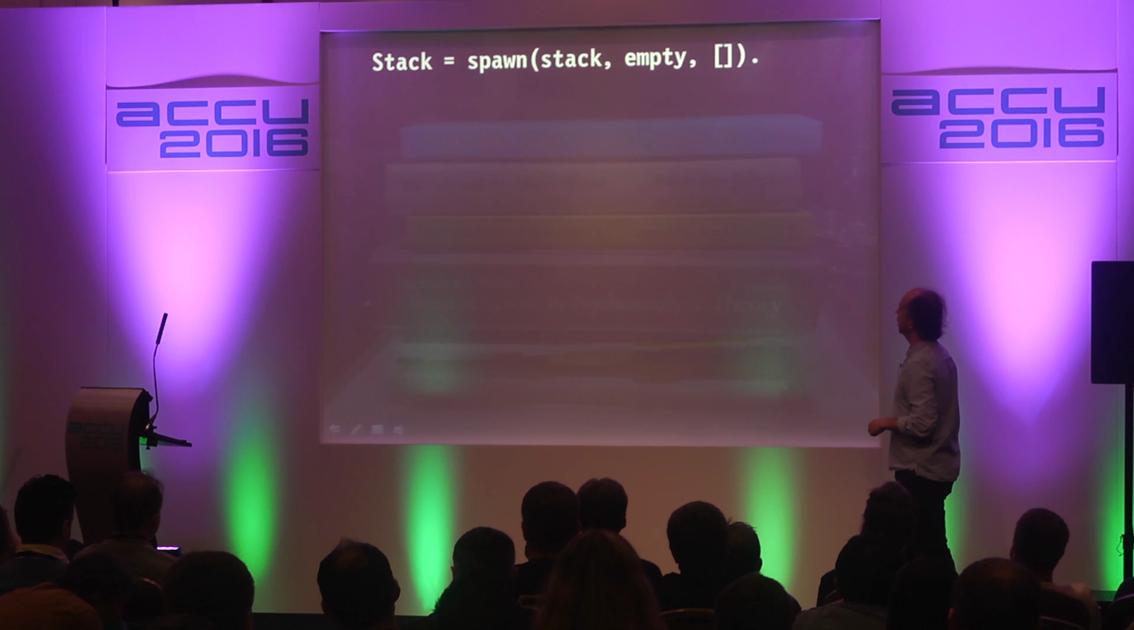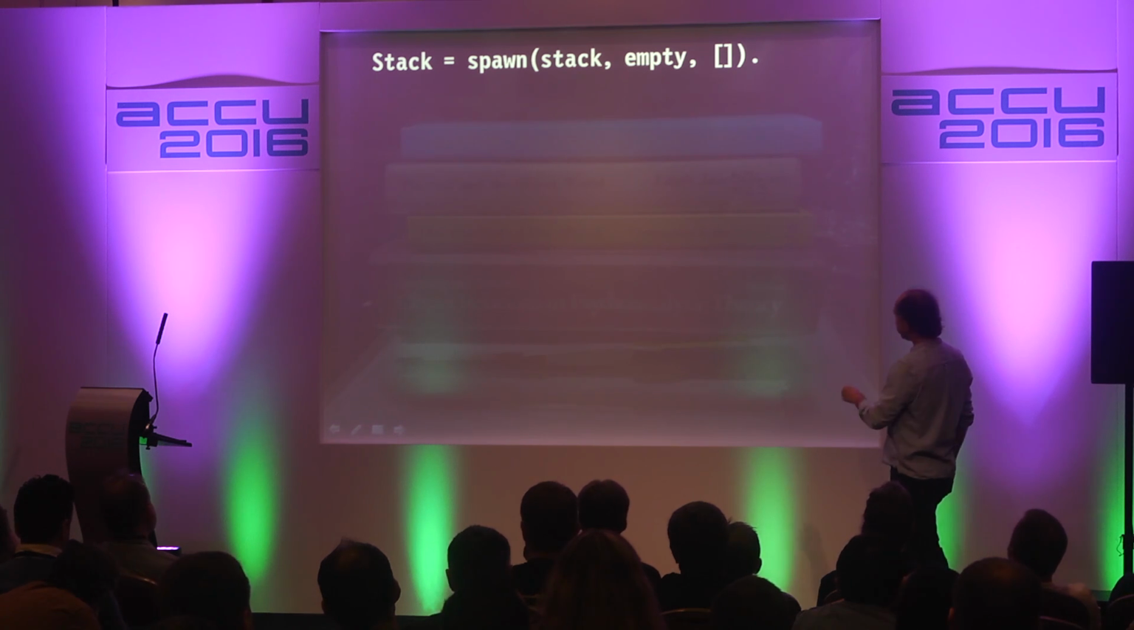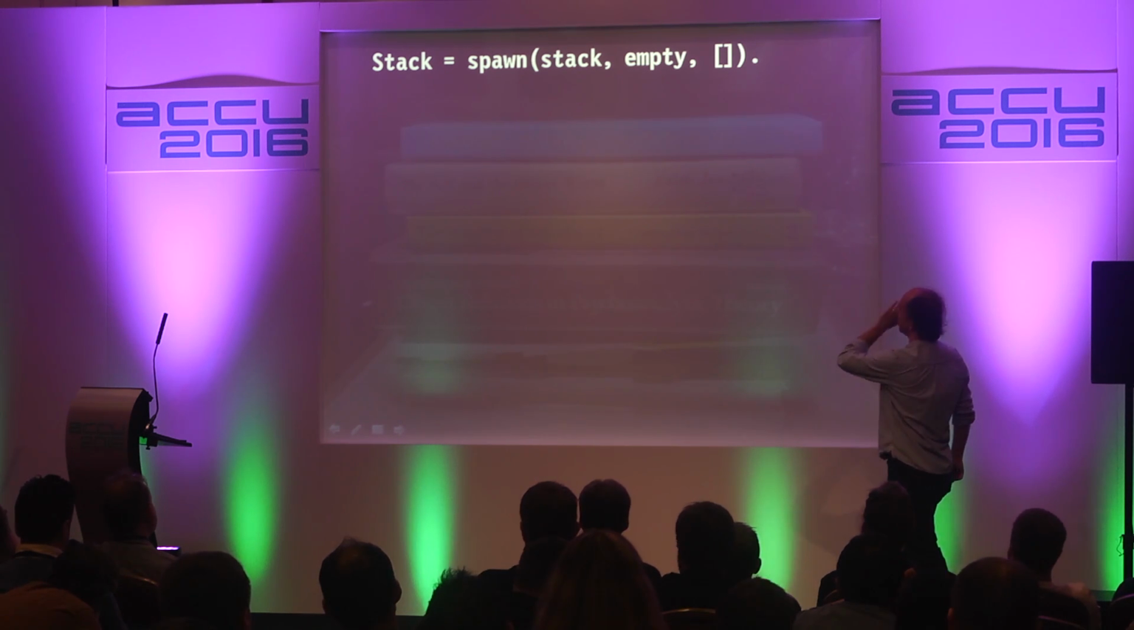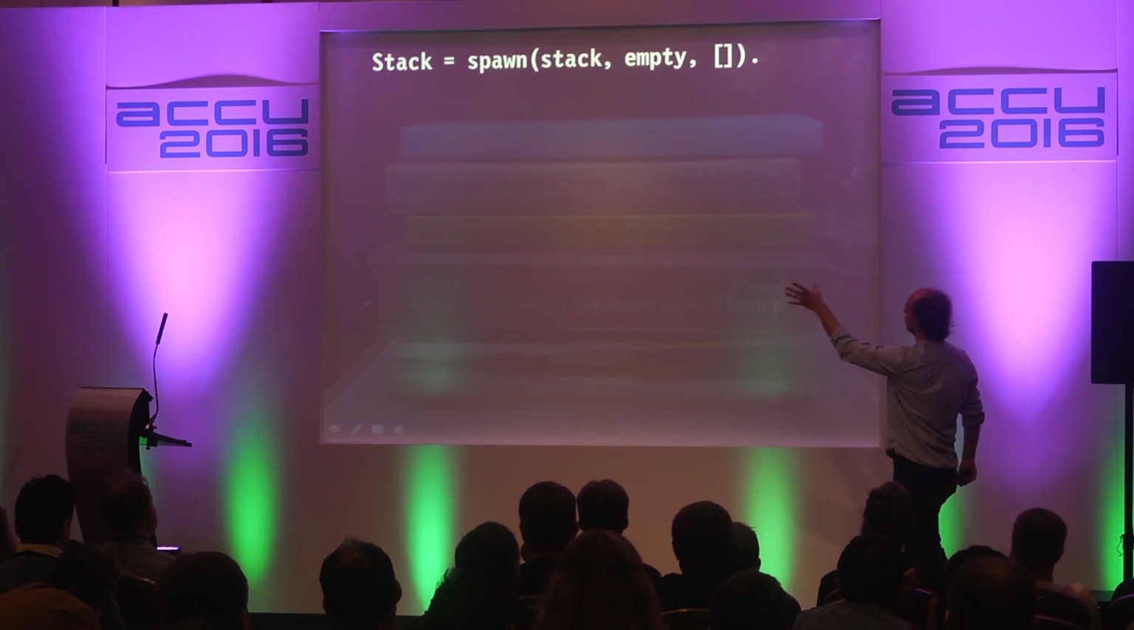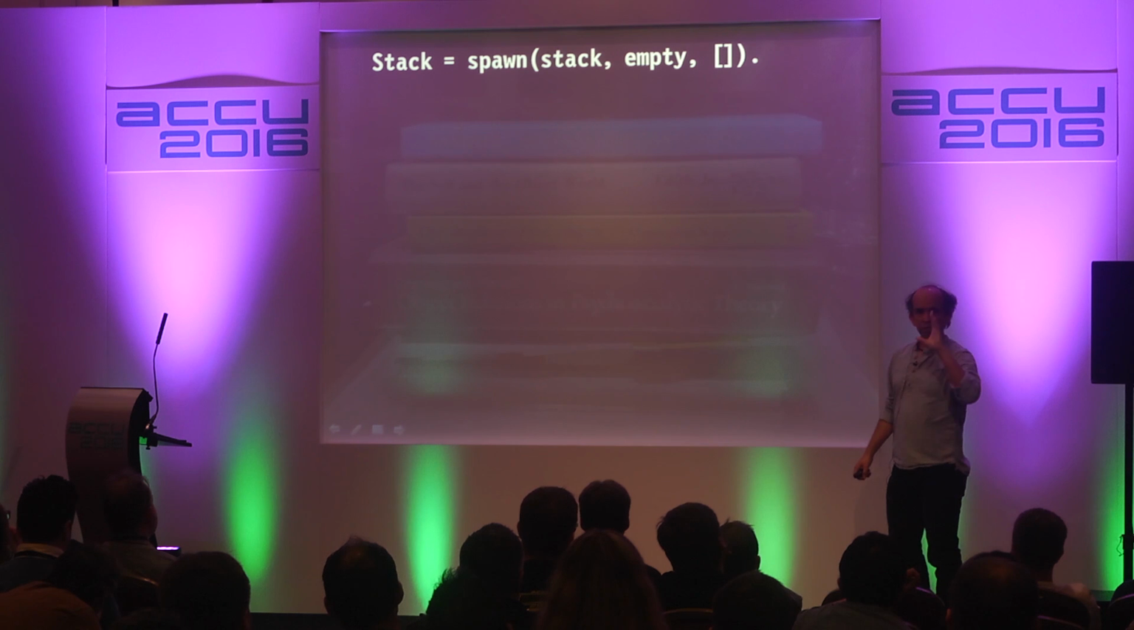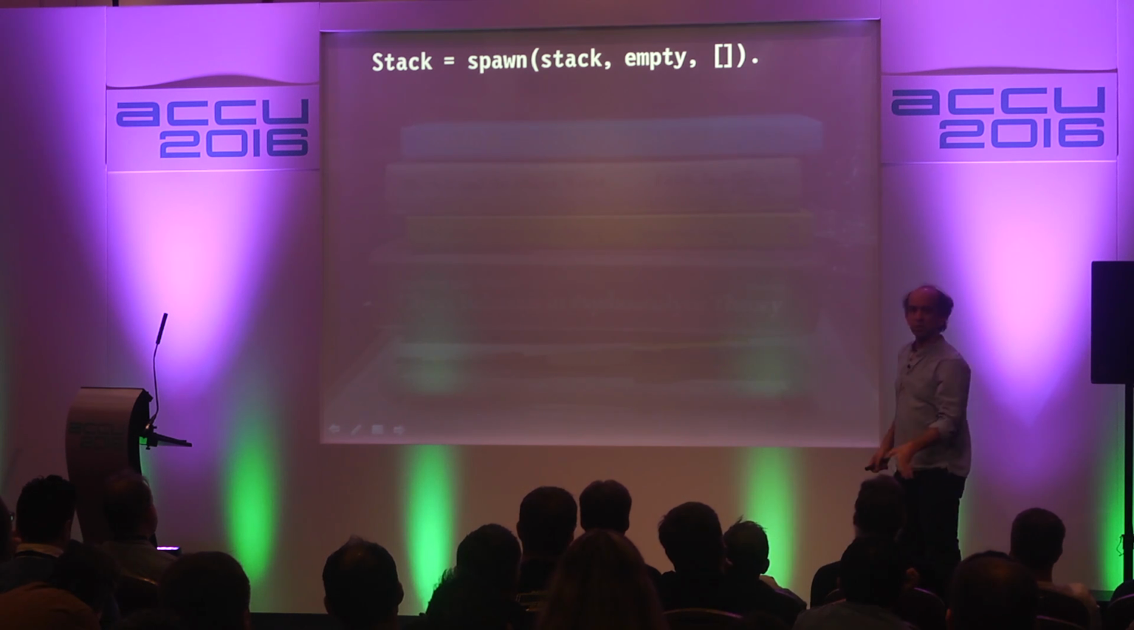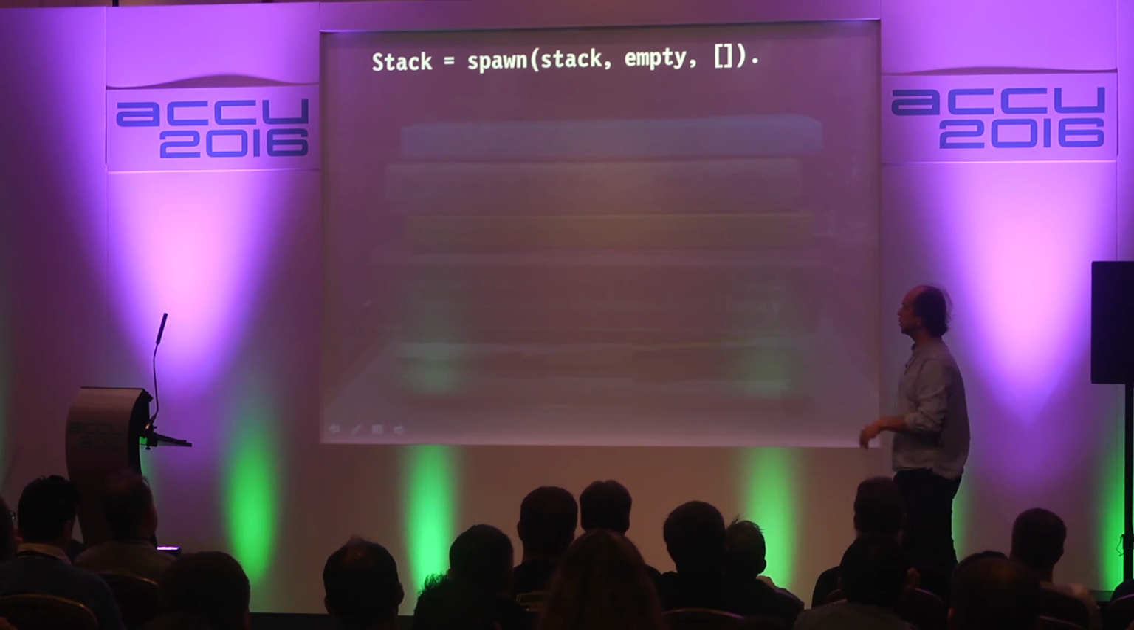So what I'm going to do is I put this in a module stack. I'm going to say, right, I want to spawn a new process. I'm going to call it stack. I'm going to take it from the module stack. I only need the function empty. I'm going to start off empty, and I've got no arguments to that function. Okay, that's a list of arguments provided.